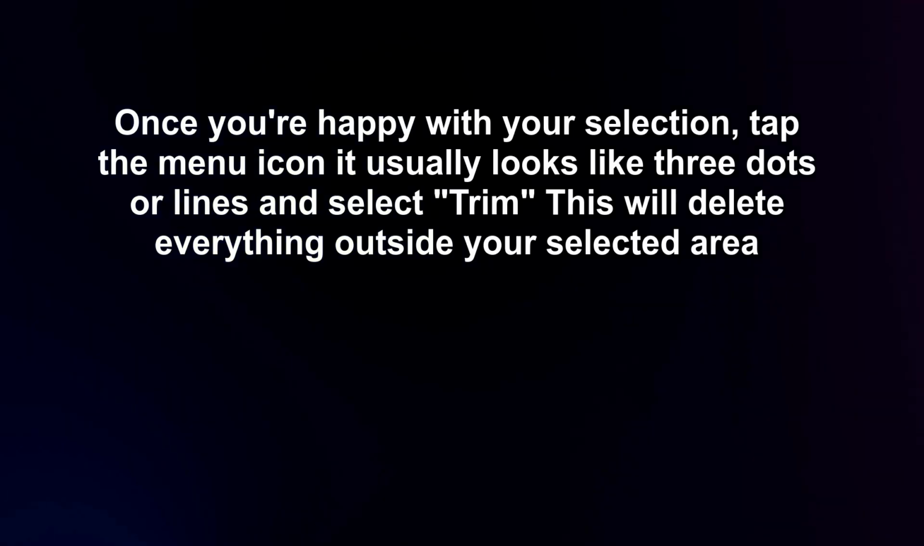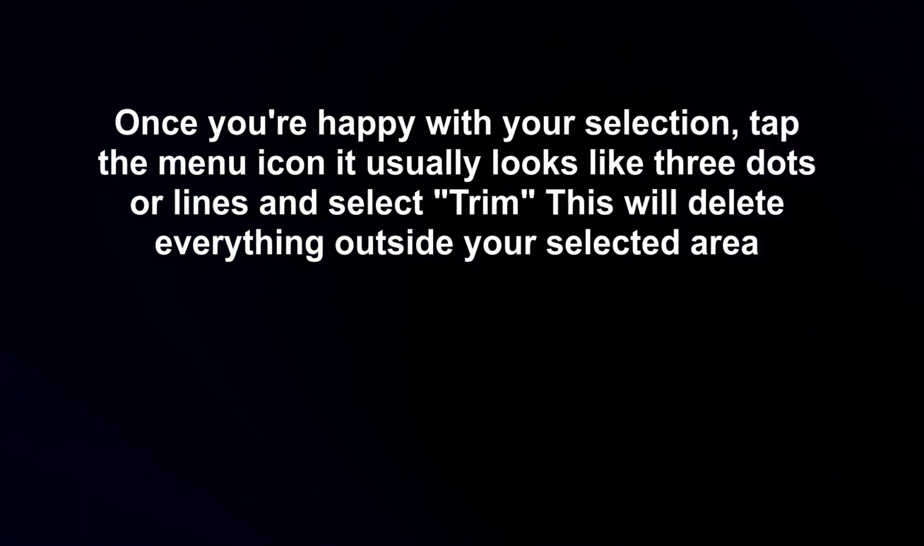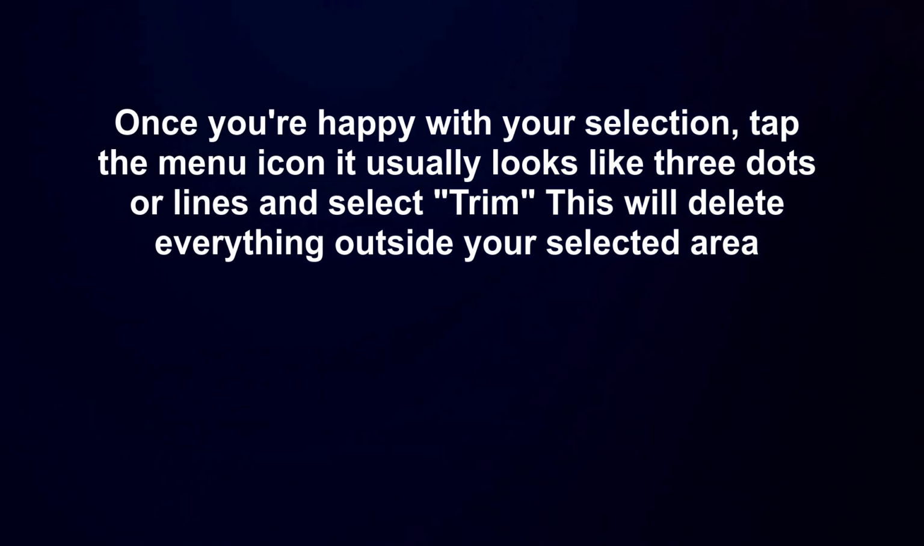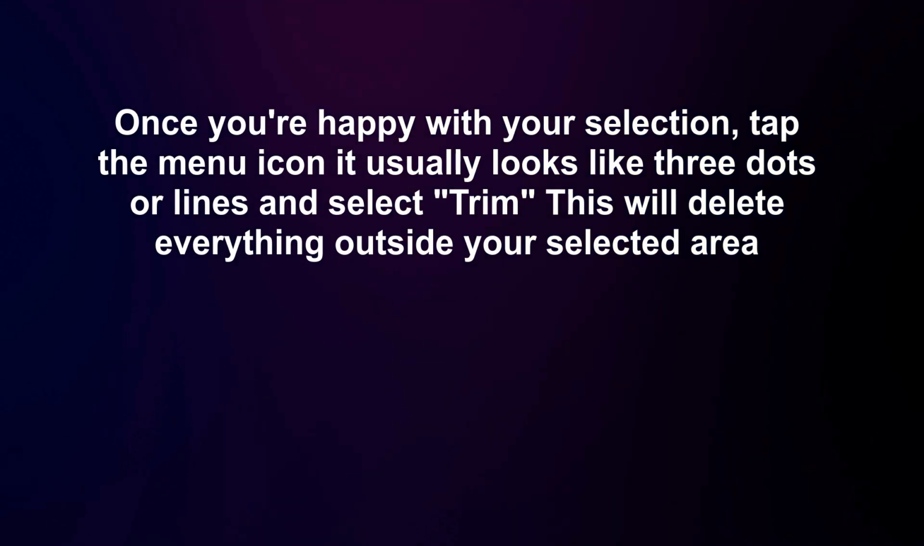Once you're happy with your selection, tap the menu icon. It usually looks like 3 dots or lines, and select Trim. This will delete everything outside your selected area.